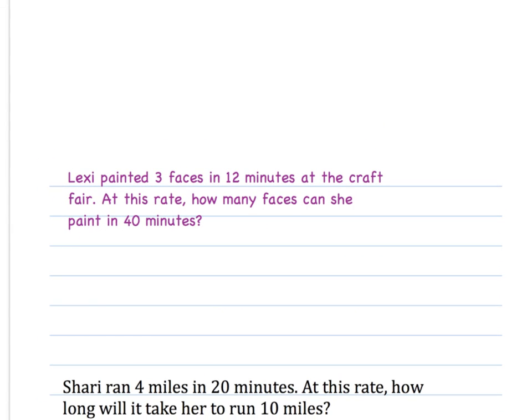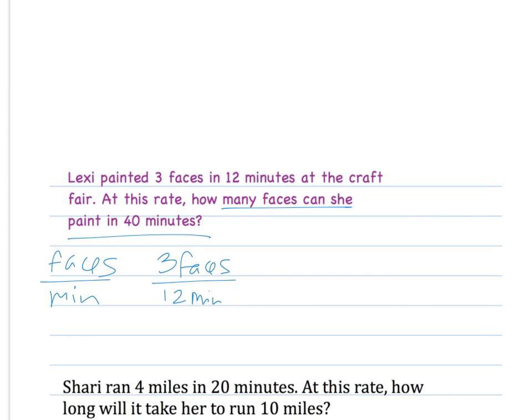A couple more if you're ready to try them, setting these up and seeing if you can find a unit rate, or see if you can predict things afterwards. Lexi painted 3 faces in 12 minutes at the craft fair. At this rate, how many faces can she paint in 40 minutes? So we're looking at faces per minute. One thing you can do is, there's 3 faces in 12 minutes, and you're dividing by 12, dividing by the denominator, which is 3/12, which is the same as 1/4.